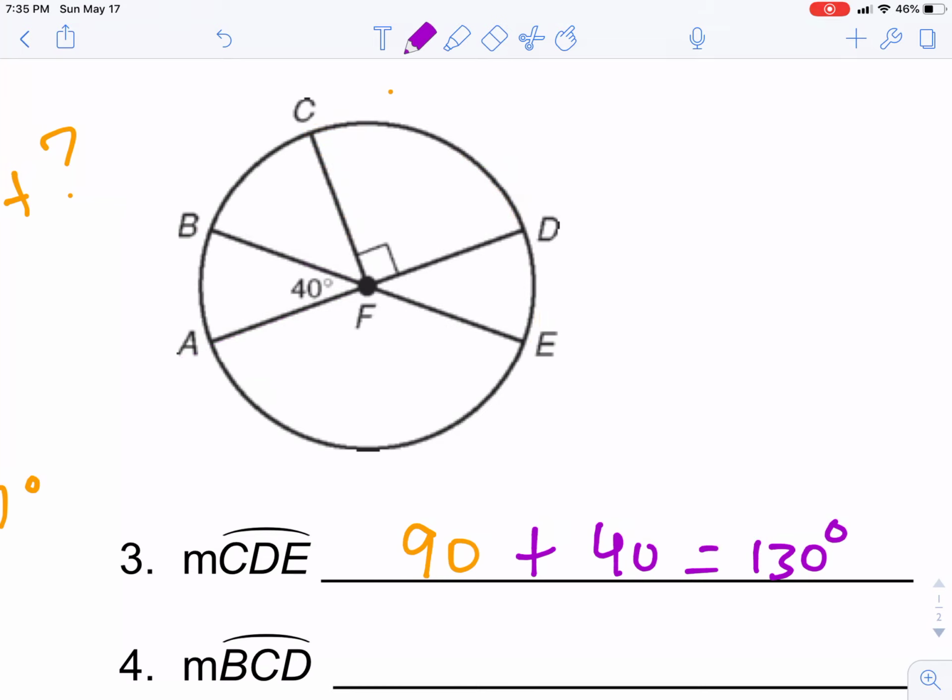Okay, B to C to D. Well, how am I going to attack this one? Does anyone see? I'm going to do what I just did in the last one. The whole thing from A to D is 180. I only want the degree measure of these 2 central angles. So I'm just going to do 180 minus the 40 degrees. That's going to give us 140 degrees. And that's going to be the arc measure from B to C all the way to D.